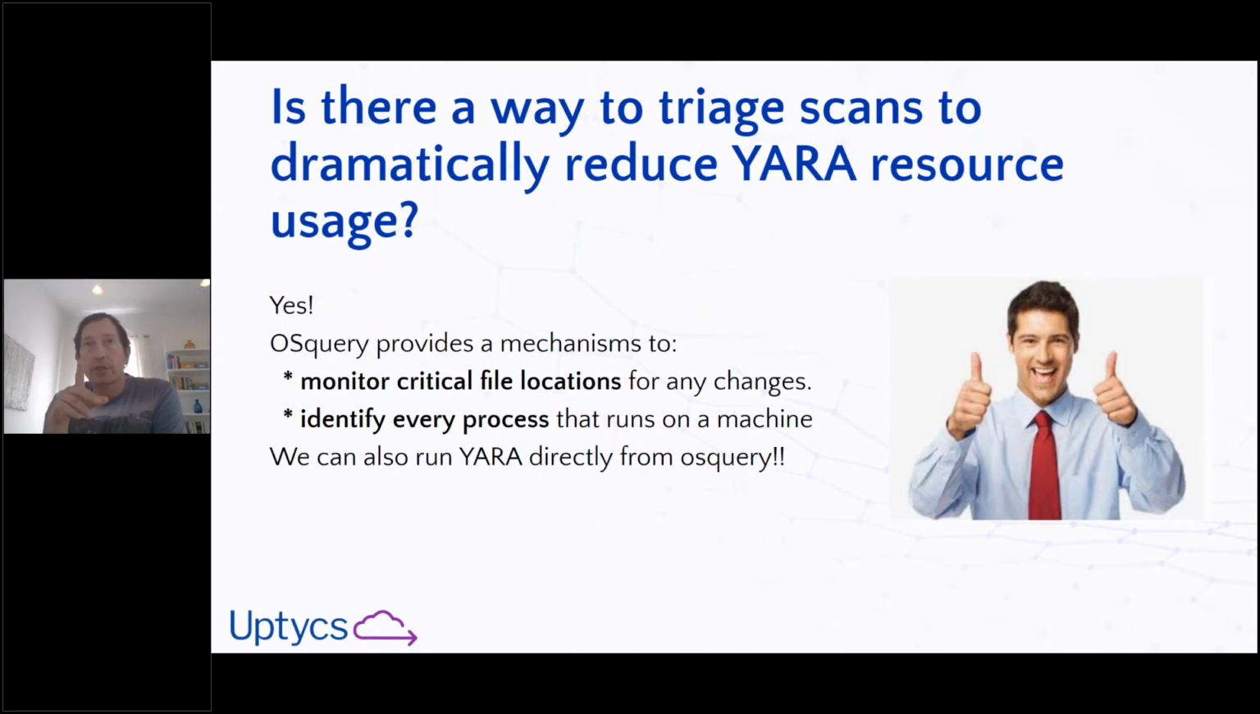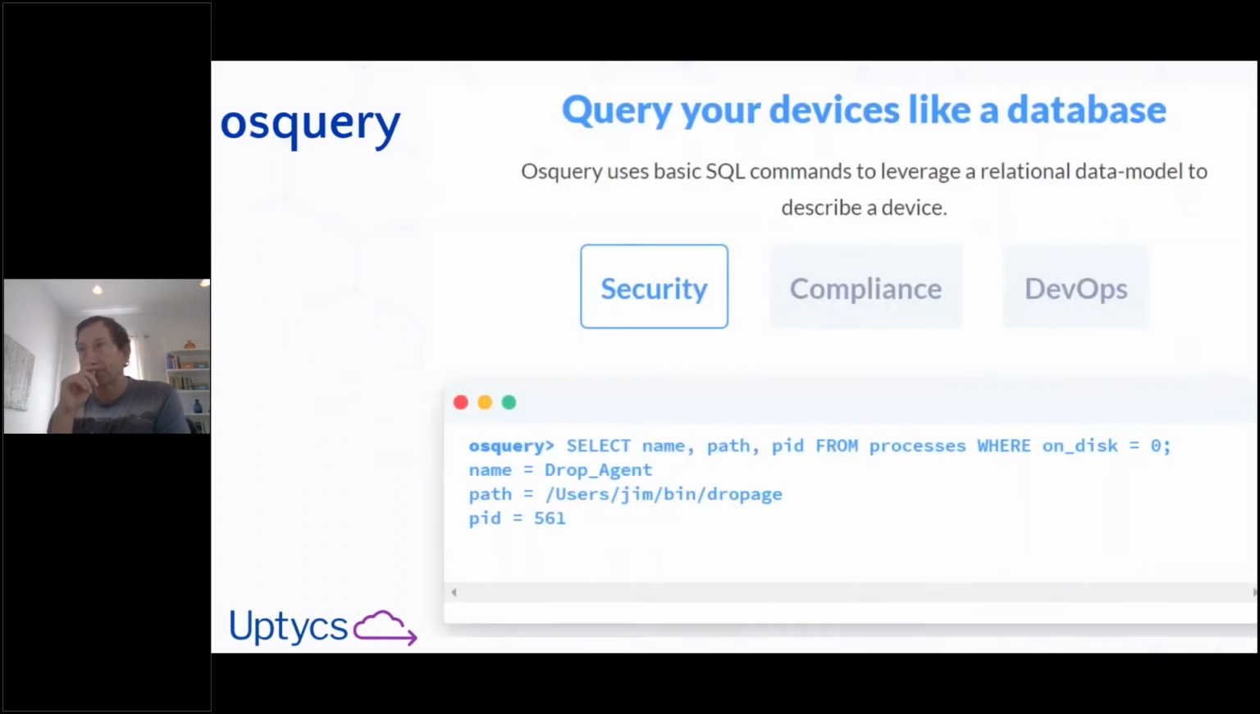The other thing OSquery can do is identify what processes are running. So you can do a select star from processes with OSquery, and you'll get a list of all of the processes, and that's nice. So you can say, I'm not going to scan everything on my machine, but all of the processes that start up, I'm going to scan those with YARA. So that's what we're going to see how to do here.